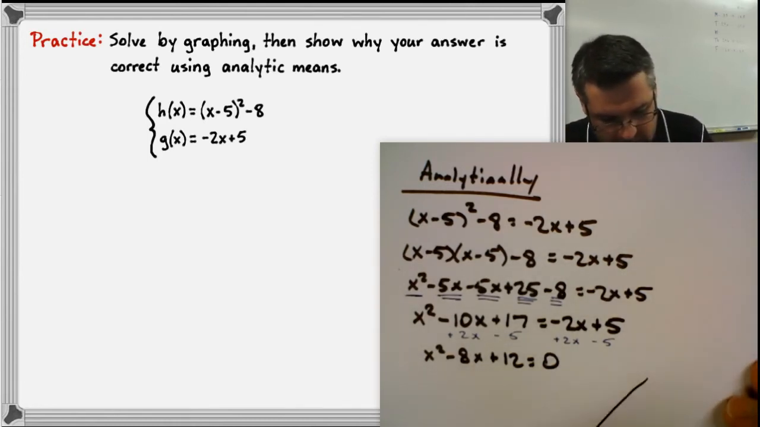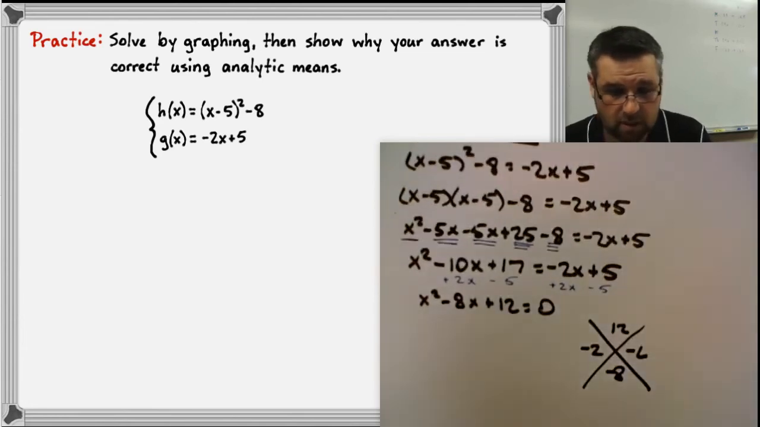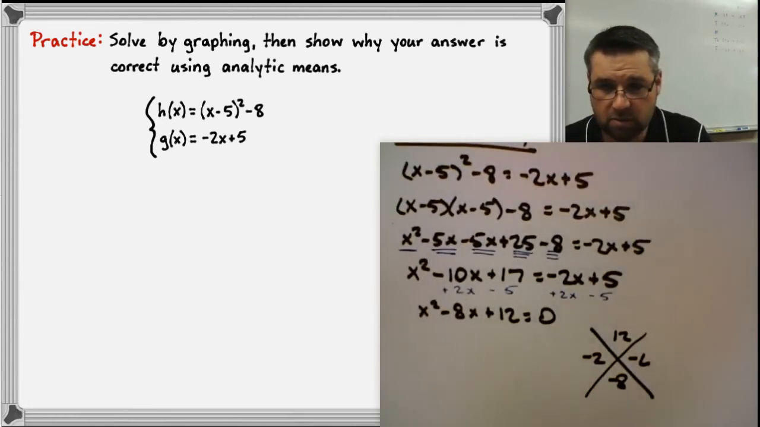So we go straight into the x. The top would be 12. The bottom would be -8. And the numbers at work here are going to be -2 and -6. Okay? Let me focus this a little bit better here.